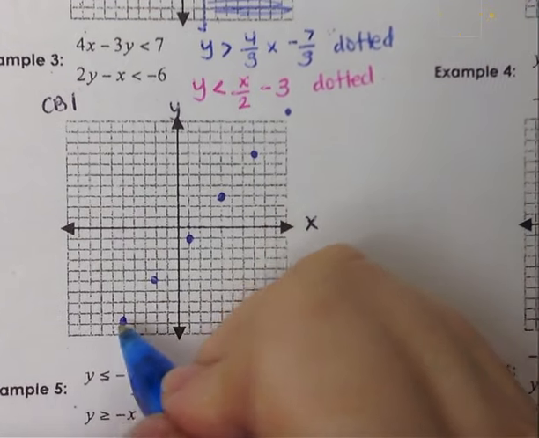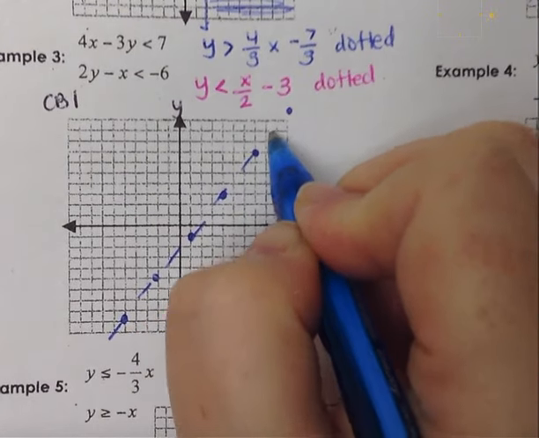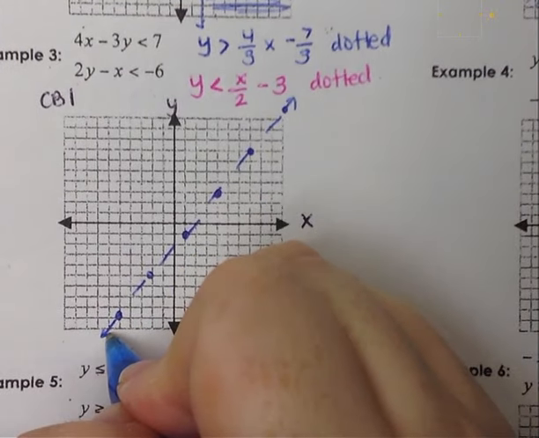It is dotted, so I'm going to draw a dotted line through here, dashed as best as possible. It won't be perfect. That's why we put the coordinates on there.